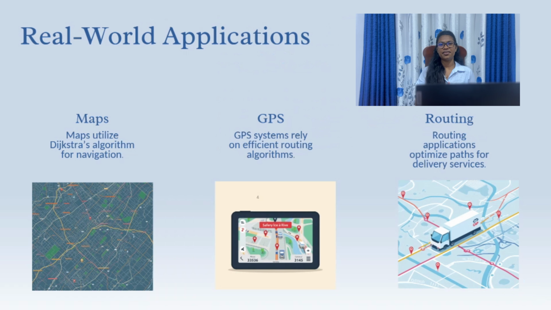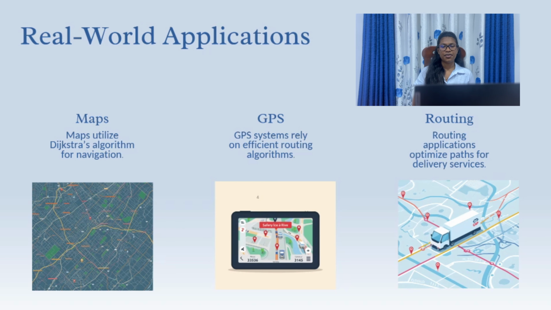Let's talk about the real-world applications. This is used in many real-world applications. For example, Google Maps uses it to find the shortest route. GPS systems use it to avoid long paths. Network systems use it to send data in the fastest way. So the algorithm is not only theory, it is used in real life every day.